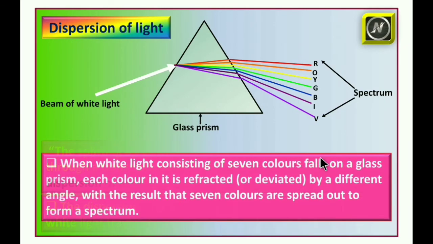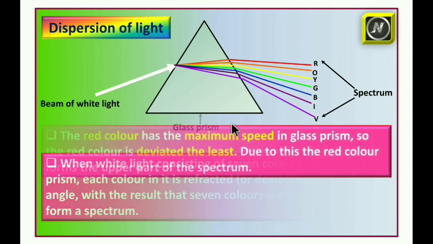So when white light consisting of 7 colors falls on a glass prism, each color in it is refracted. That means all 7 colors will undergo refraction by a different angle, with the result that the 7 colors are separated out to form a spectrum. Due to this, all these 7 colors refract at different angles. That's why they form 7 colors on the spectrum.